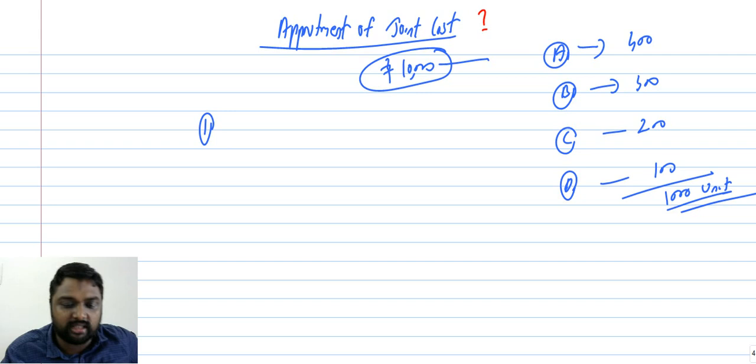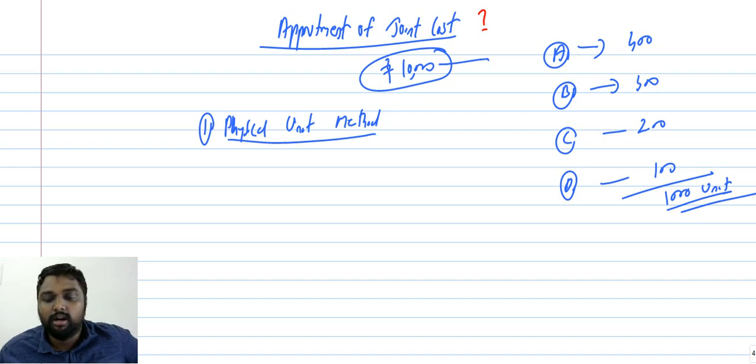The first method is called the physical unit method or physical measurement method. What is this physical unit method? That means the cost is allocated on the basis of units.